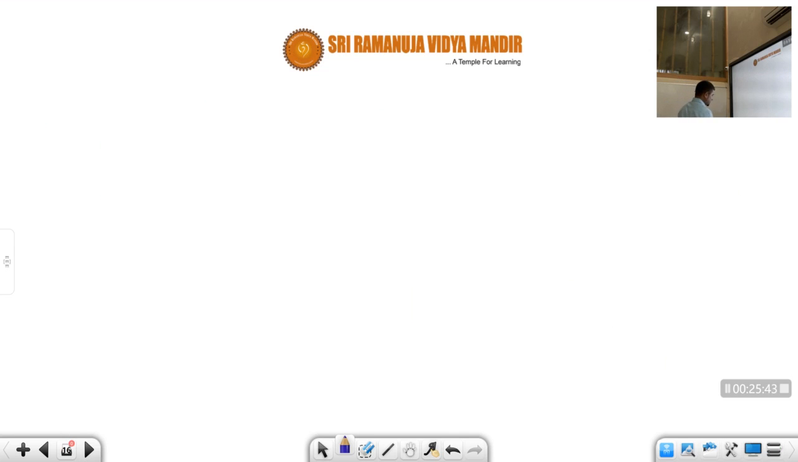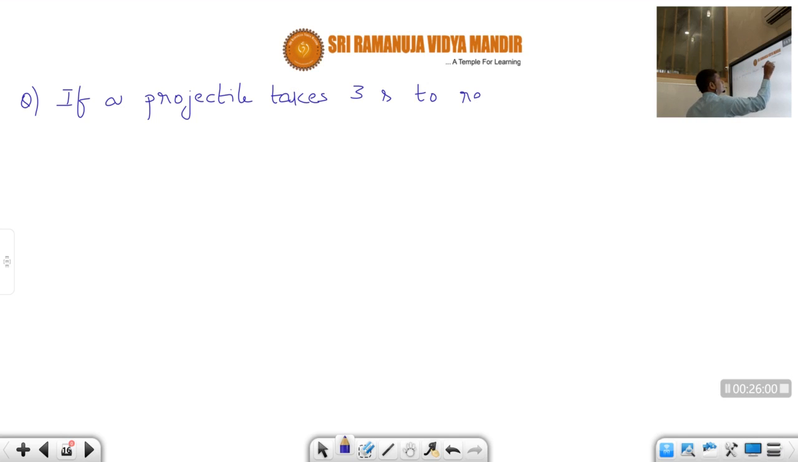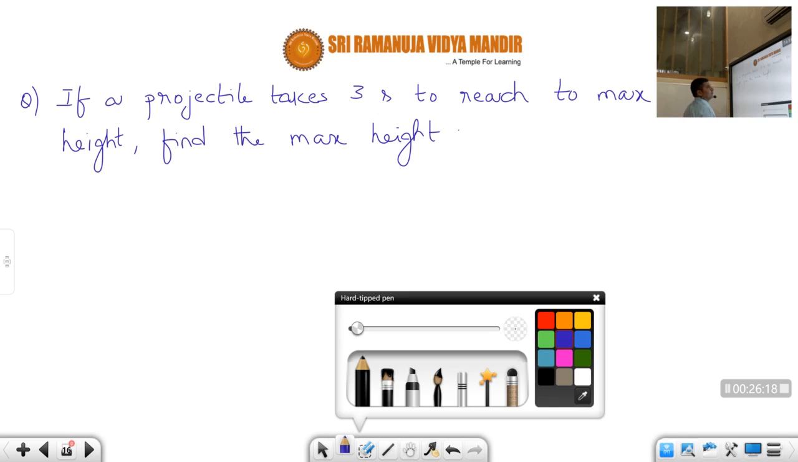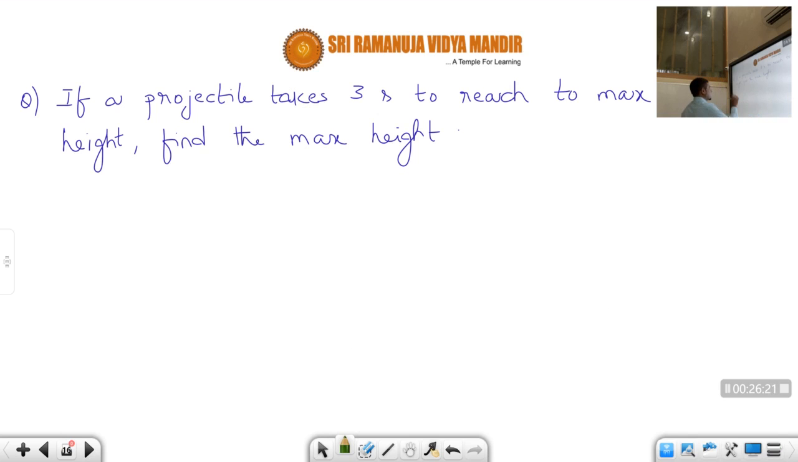Let's say one more problem. Next problem: if a projectile takes 3 seconds to reach the maximum height, find the maximum height. Okay, students, if a projectile takes 3 seconds to reach the maximum height, find the maximum height.